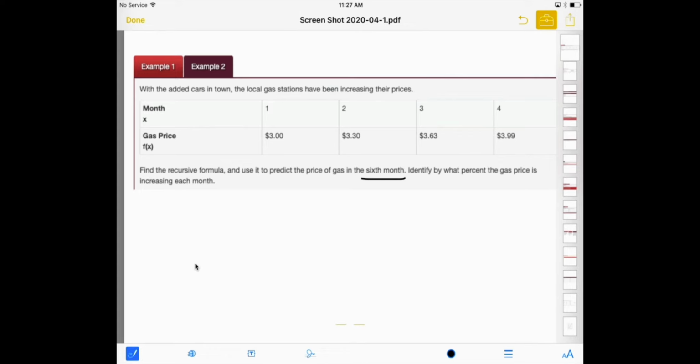So I'm going to check what it's going to be if I divide. And then it says, what's going to be the price of gas in the 6th month? The way I'm going to do this is I'm going to use the little trick: to figure out what I'm multiplying by, I'm going to divide.